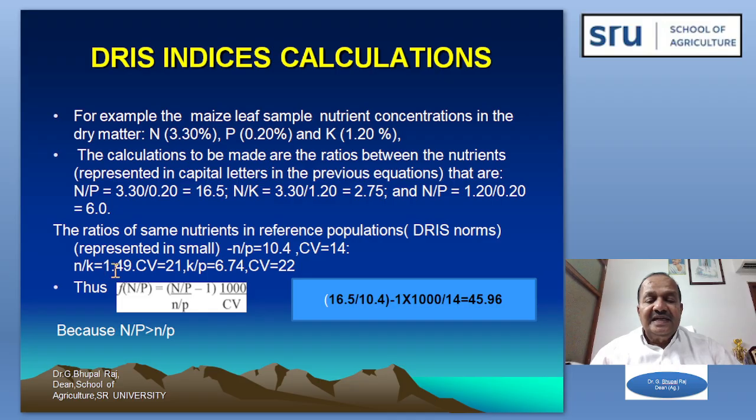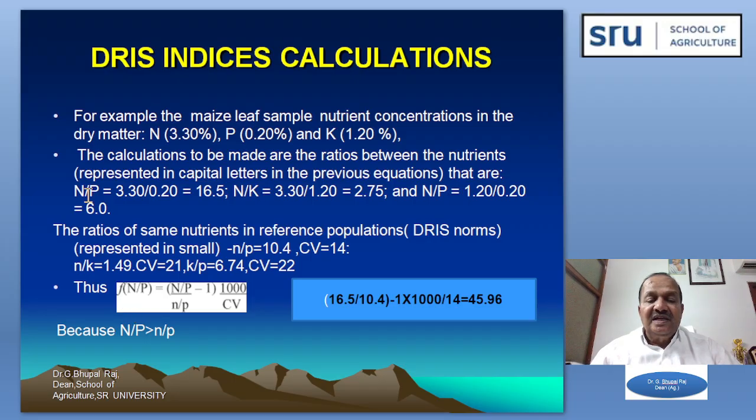Like that, for N by K the reference sample is 1.49, and the coefficient of variation related to this ratio of the high yielding population is 21. Similarly, for K by P the reference value is 6.74. This is its norm for K by P, and the CV related to K by P is 22. Then we have to calculate the functional values.